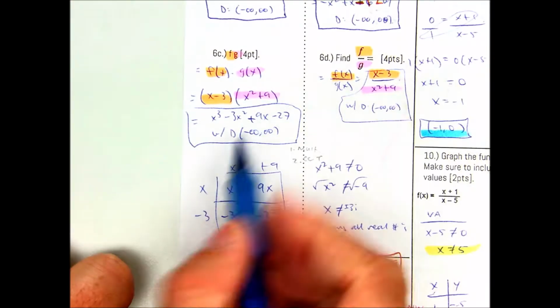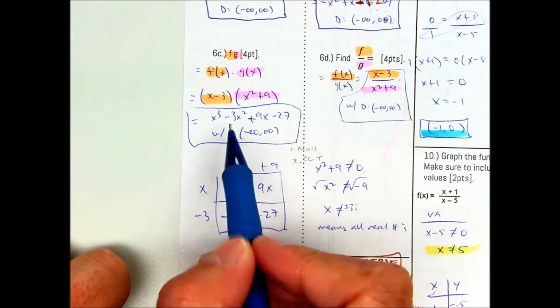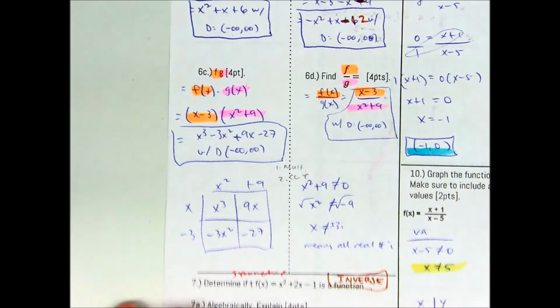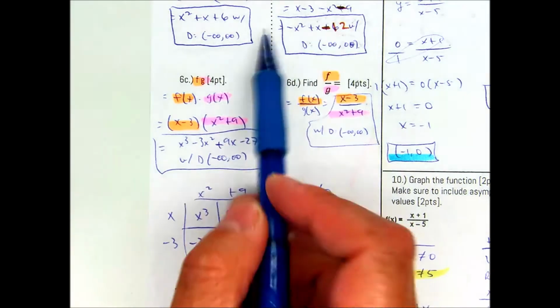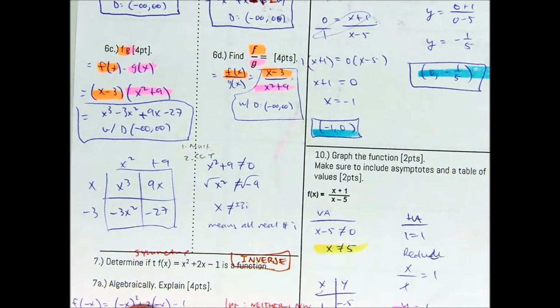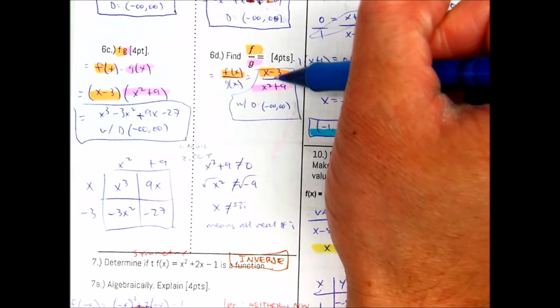Basically, if you think about it, your domain is going to be the same as both of our original functions, unless you do division, which is question number 6D. When you're dividing here, notice how I don't need my parentheses, so I can drop those. X minus 3 over x squared plus 9. I would consider factoring x squared plus 9, but this is not a difference of squares.